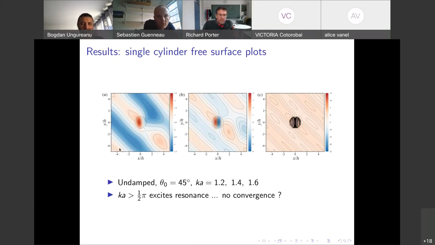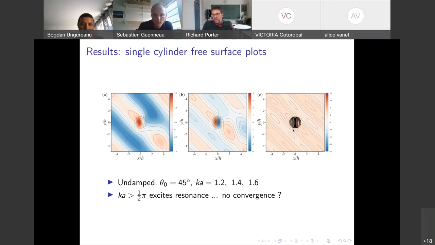So here I've got a wavelength, Ka is a non-dimensional wavelength, A is the radius of the cylinder, K is the wave number, of less than pi over 2. The wave is coming in from 45 degrees over a constant bed, and you can see that it excites sort of near resonance in this plate array between the cylinders. I increase Ka to 1.4, so getting closer to pi over 2, and this resonance becomes stronger. So this field now is 4 times the exterior incident wave field. When I go beyond a half pi, what happens is that I get very large resonances. And in fact, the numerical scheme generally, let's just say, fails to converge.